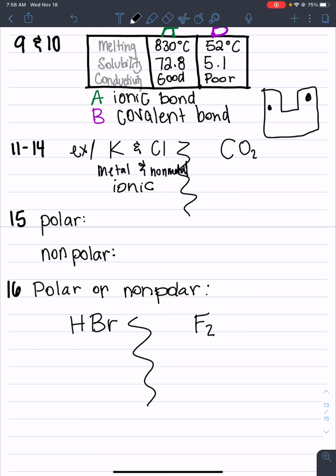This next one is C and O too. So O is over here, C is over here. They're both non-metals. So non-metals bonding together. You know that when two non-metals bond together, it's going to be covalent.